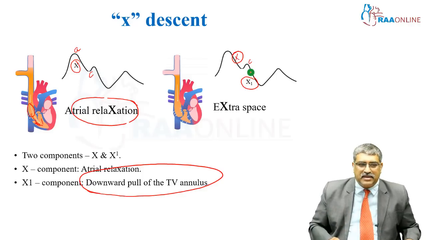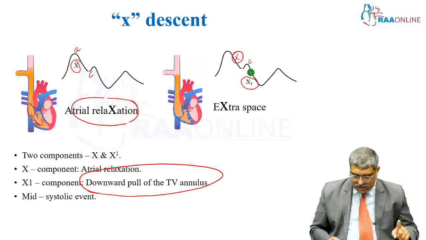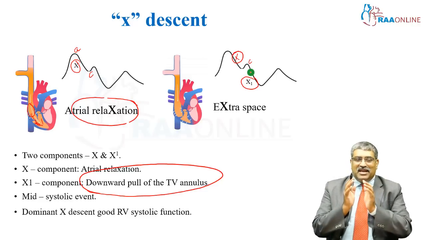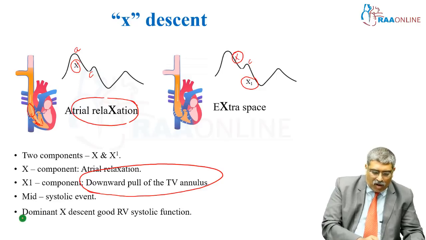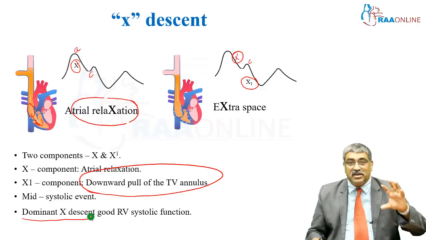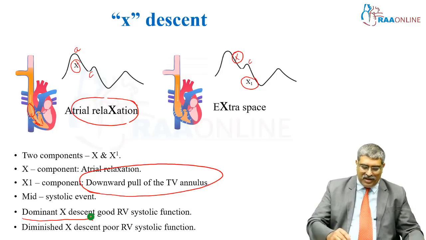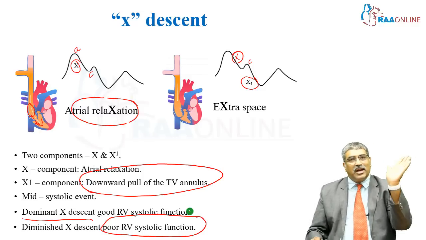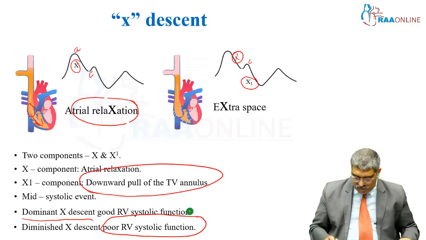And this is also a mid-systolic event, and with this you can say about the right ventricular performance. A dominant X descent means the right ventricular systolic function is good, but a diminished X descent means a poor RV systolic function. By looking at the X descent, you can say whether your RV systolic function is good or not.